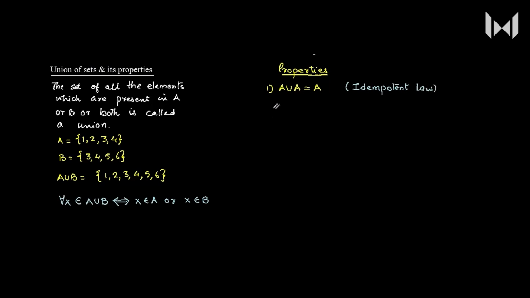Now the second one which you had been doing for years, A union B is equal to B union A, and we call it commutative property. The third one is (A union B) union C, and that is equal to A union (B union C), and we call it associative property.